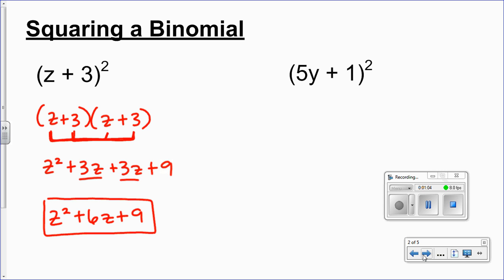Notice that that is not the same thing. That does not equal z squared plus 9. You would forget the middle term. You cannot distribute an exponent if you're adding inside. You can distribute an exponent if you're multiplying or dividing inside, but not adding. So that does not work.